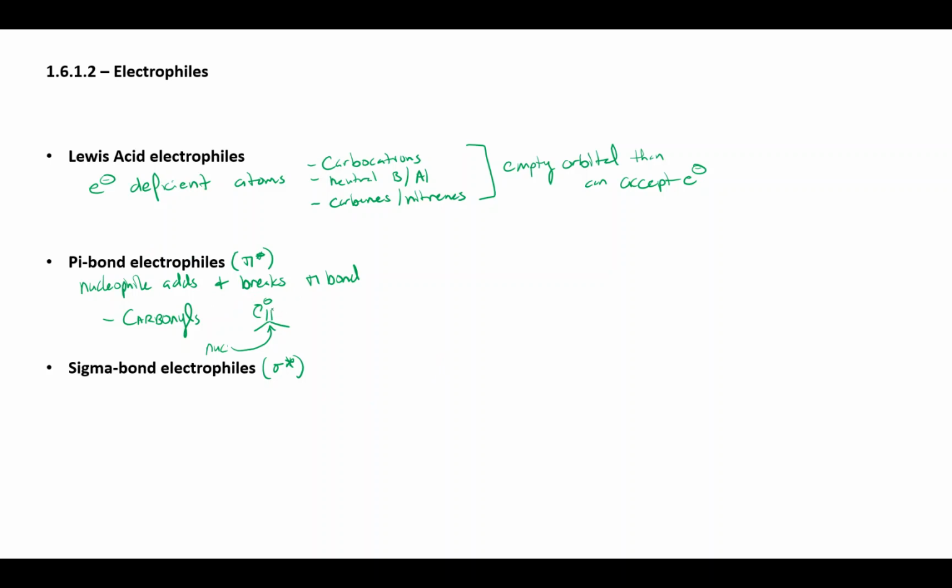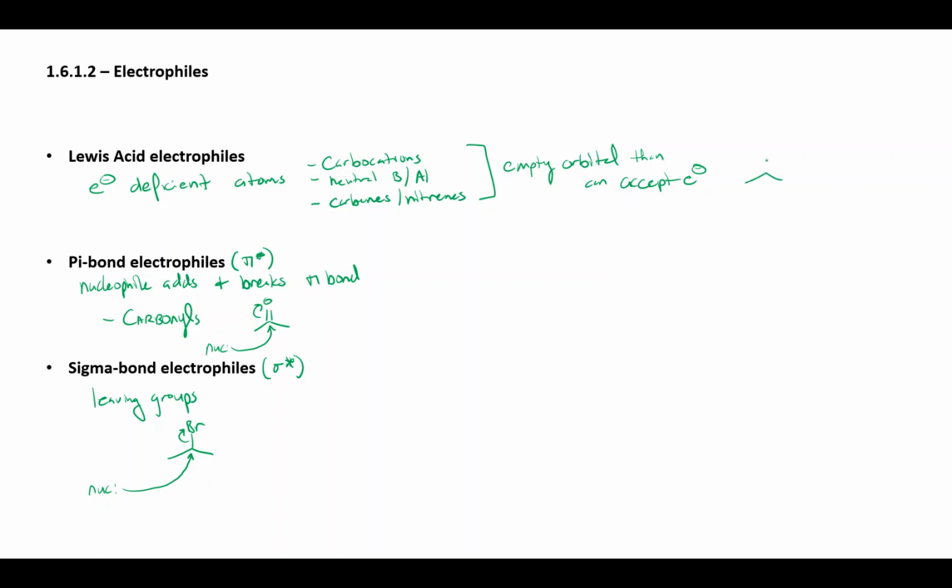This is how pi bond electrophiles work. You add a nucleophile in, the pi bond breaks and forms a lone pair on one of the neighboring atoms, right? Sigma bond electrophiles are leaving groups. So just like with the pi bond electrophiles, sigma bond electrophiles are going to be things like this leaving group, where whatever our nucleophile is comes in here, we break that sigma bond and make a lone pair on the neighboring atom, right?